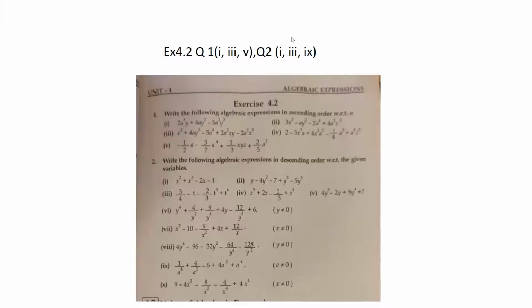Now, this is your book page, page number 77. If you don't have the book, it doesn't matter. Here on the screen, the questions are mentioned. You have to attempt these questions: Question 1, bits 1, 3, and 5. Quickly copy down the question. And question 2, bits 1, 3, and 9. Start solving the questions.